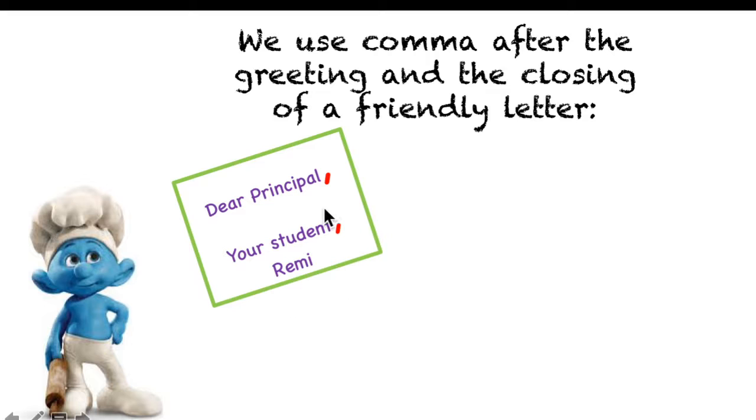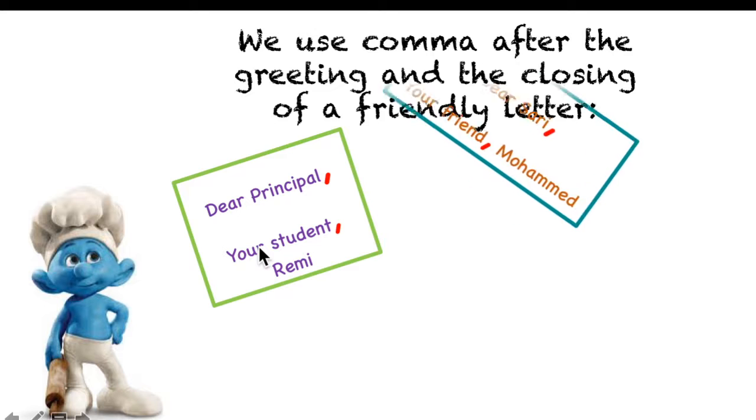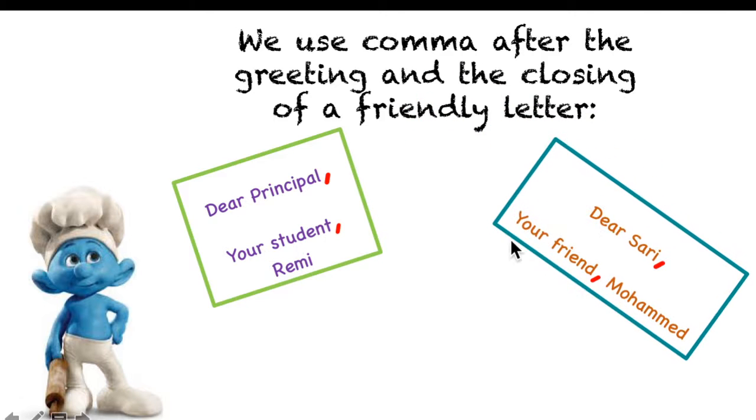Sometimes the closing can be divided into two lines, like this one. And sometimes the closing of the letter can be written in one line. If it is divided into two lines, you need to write a comma at the end of the first line. Then the name will be following it on the next line. But if you're writing the closing in the same line, your comma must be before the name. The comma comes before the name. Even here the comma comes before the name, but in the previous line.